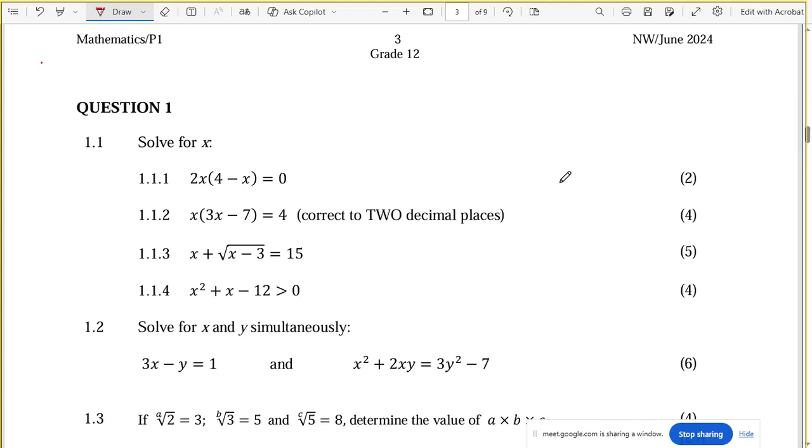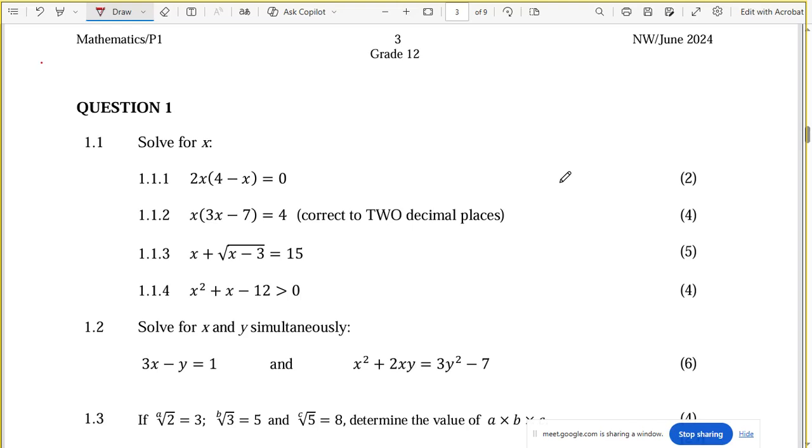I think 1.1.1 is already factorized, so what you have to do is solve for x. As you can see, it is 2 marks. And then 1.1.2 is a quadratic equation. So when it says correct to 2 decimal places, you know that you are going to have to multiply out the brackets and get a quadratic equation. And then from there, you use the quadratic formula and solve for x, and you get your x values. I think so. Okay, thank you very much.